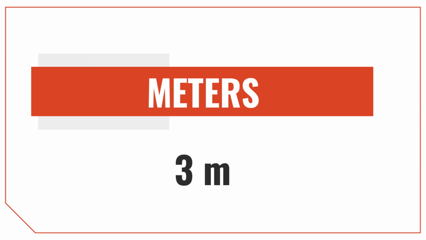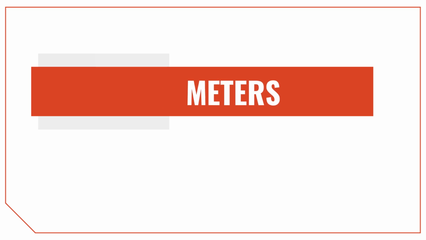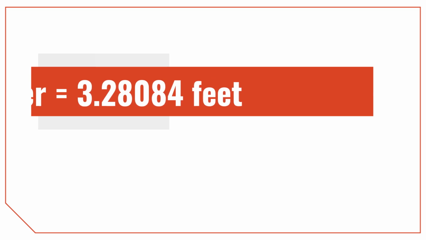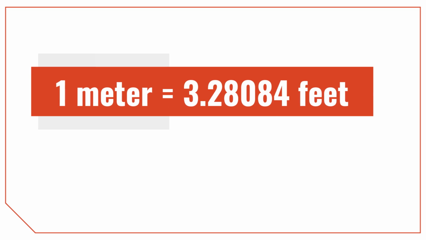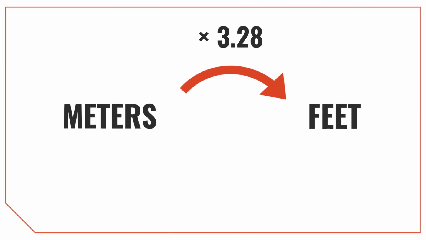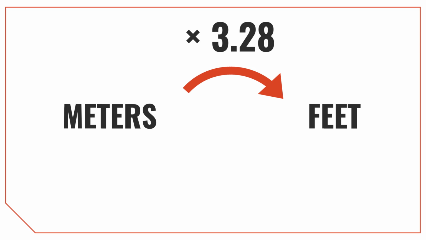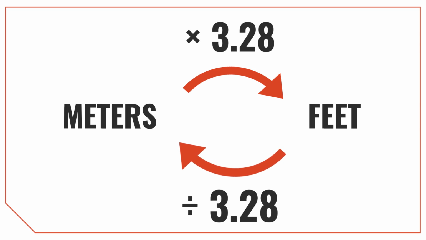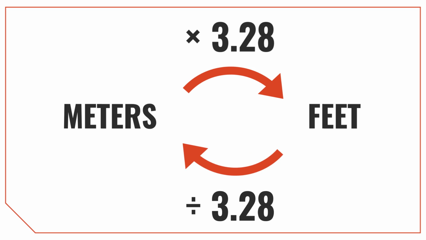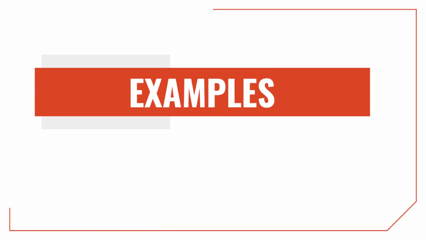Before we can dive into how to convert meters to feet, we need to cover some basics. The most important thing to keep in mind is that 1 meter is equal to 3.28 feet, or more specifically, 3.28084 feet. We call this the conversion ratio. To convert meters into feet, you'll multiply the measurement in meters by 3.28, since there are 3.28 feet per meter. To convert back to meters, you divide the measurement by 3.28. So to go from a larger to a smaller unit, you multiply, and to go from a smaller to a larger unit, you'll divide. Let's look at some examples to see how this works.